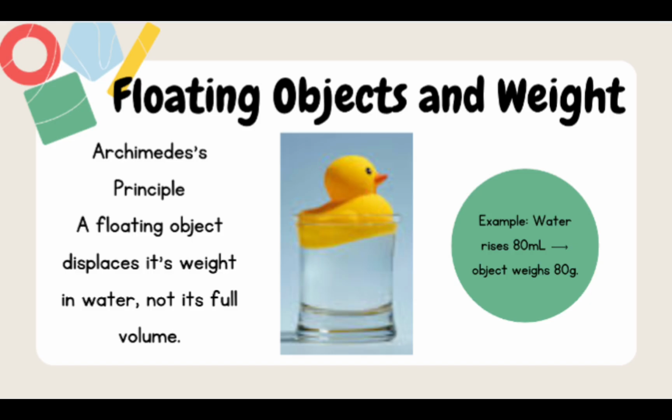Let's look at something interesting here. Floating objects and Archimedes' principle. When an object floats, it does not push away water equal to its whole volume. Floating objects only push away water that weighs the same as the object. So, if you put a floating toy in water and the water rises by 80 milliliters, that means the toy weighs 80 grams. This idea is called Archimedes' principle. Things float when the water they push away weighs just as much as they do.